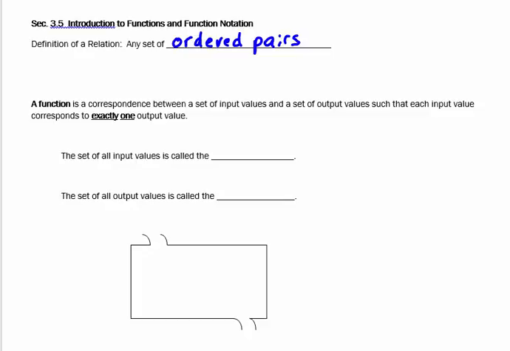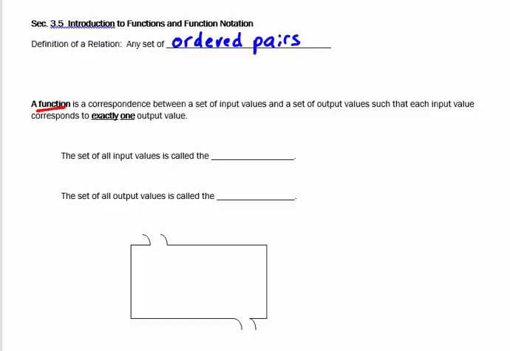Now, what is a function? A function is a correspondence between a set of input values and a set of output values, such that each input value corresponds to exactly one output value. It's a little confusing when you first read it. So what does that actually mean?